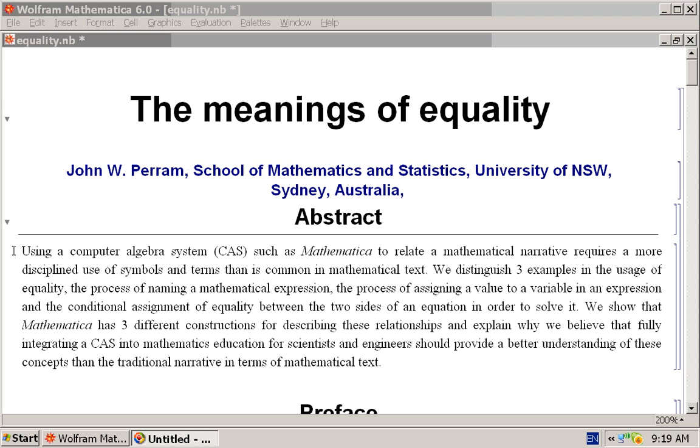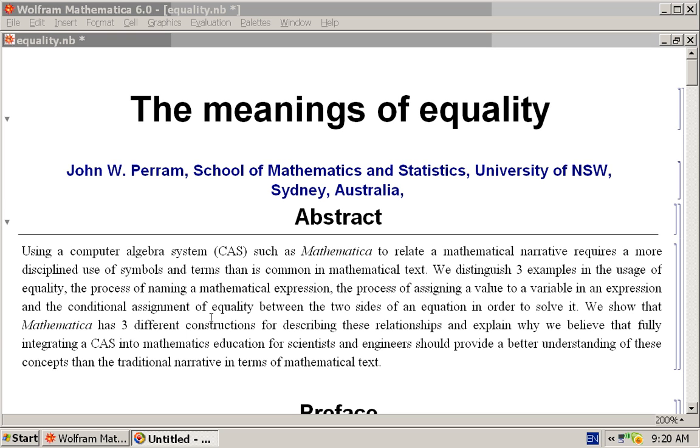So, using a computer algebra system such as Mathematica, which is this one, to relate a mathematical narrative requires a more disciplined use of symbols and terms than is common in mathematical text. For example, we distinguish three examples in the usage of equality: the process of naming a mathematical expression, the process of assigning a value to a variable in an expression, and the conditional assignment of equality between the two sides of an equation in order to solve it.